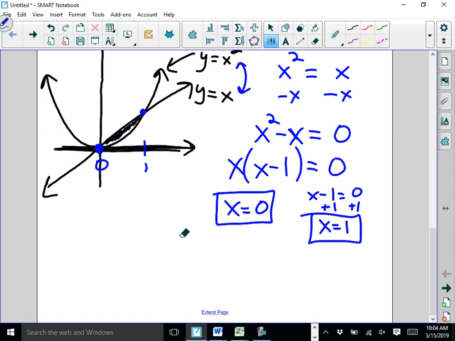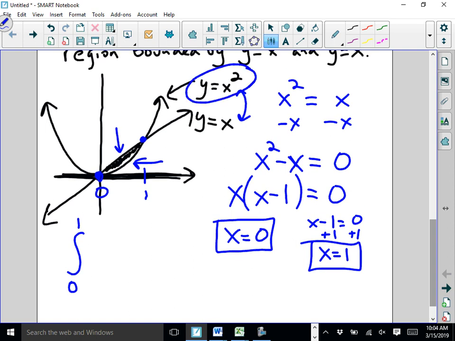Now we're getting down to the part that's going to be nice here. What I want to do now is integrate from left to right of top function minus bottom function. Now let me show you a common mistake that students make. They look out here and say, oh, x squared is my top function. Well, be careful. It's the top function out here. But in my region, if you trace that back down, x squared is actually the bottom function. Up here, y equals x is actually the top function.